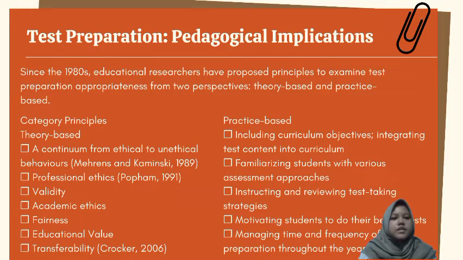Fifth, fairness, means all the test takers should have equal access to preparation opportunities. Sixth, educational value, means test preparation should improve both test taker scores and their content knowledge. And the last, transferability, requires test preparation to teach test takers skills that can be used in different exam situations. One concern of this theory-based principle is practicality.